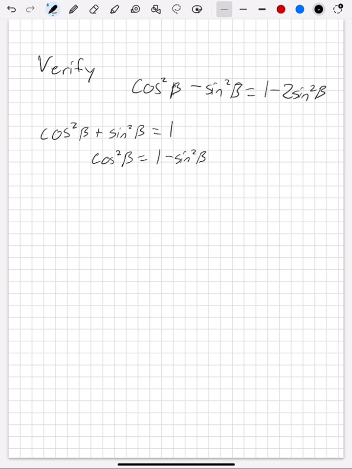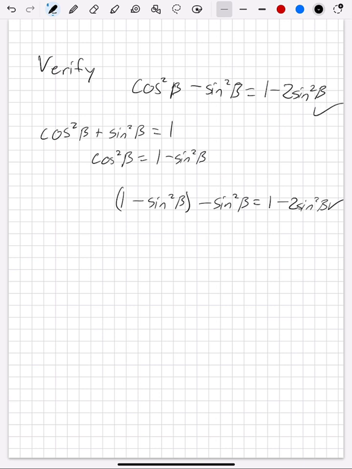Okay, so now I'm going to substitute in for cosine squared beta, and what I get is 1 minus sine squared beta minus sine squared beta, and then combining the sine squared betas, there's 2 of those, 1 minus 2 sine squared beta, which equals my original. And so therefore I verified it.